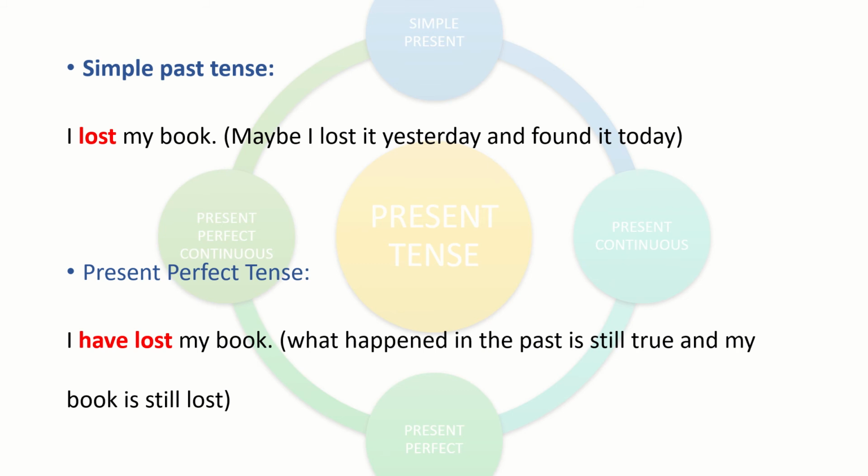Look at the first sentence. In the simple past tense, you have, I lost my book. So this book may have been lost yesterday or day before or a year ago, and maybe you found it today, right? But in the present perfect tense, I have lost my book does not mean the same thing. It means that this has happened in the past. You have lost your book quite some time back. And at this moment, when we are talking about it, that is still true. And the book is still not found. Okay?